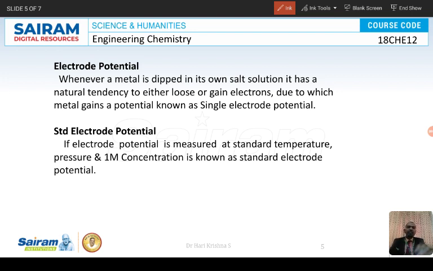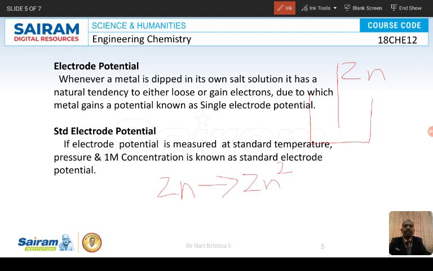I'll just explain. We have zinc here, dipped in zinc sulfate solution. Zn will lose electrons to give you Zn2+ and 2 electrons. These electrons will stay on the surface of the electrode because it is not connected to anything, whereas the Zn2+ will be inside the solution. These negative charges will attract the positive charges. So what will happen?